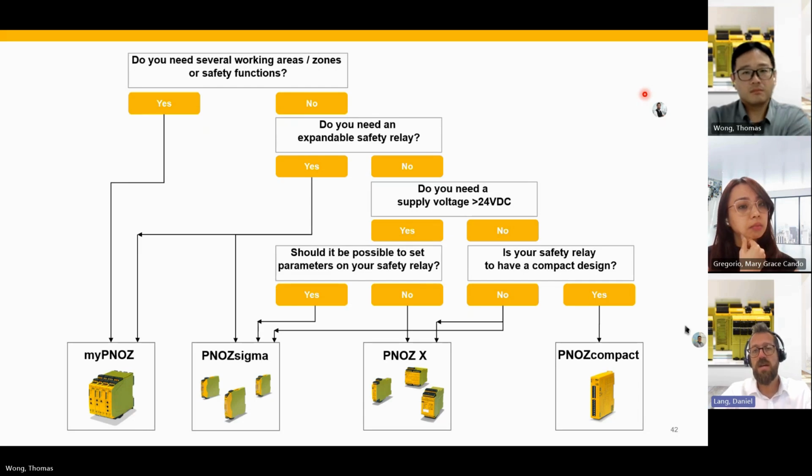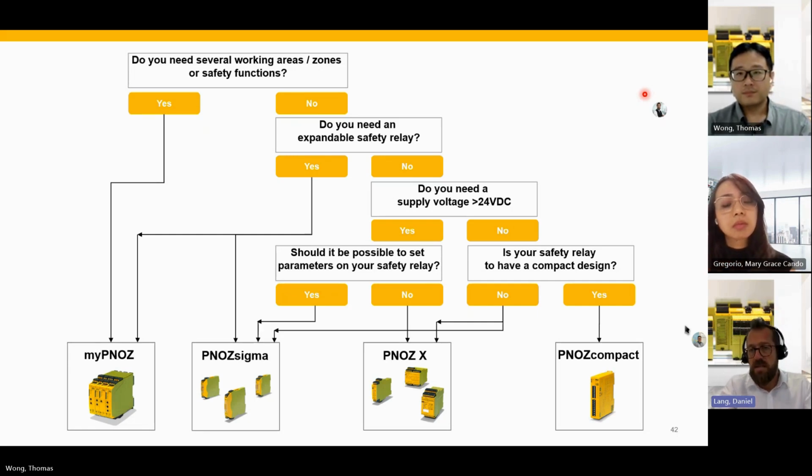From the safe contacts and the auxiliary contacts, the difference is that, as I said, the safe outputs are safe and the auxiliary outputs are not. So it is about the redundancy. And normally the auxiliary outputs will be used for indicating a lamp or something else, so that you can see if the safety relay is working or not, or if the working area is active or not active, or if someone is exposed to danger.